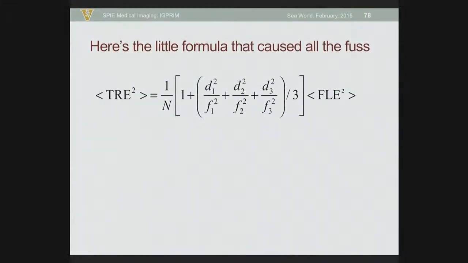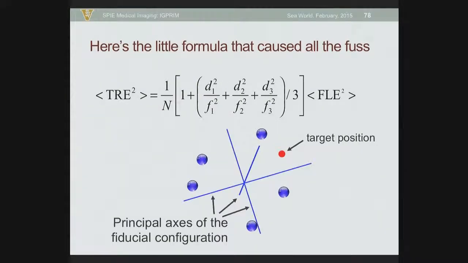Well, here's a little formula that caused all the fuss, not much to it. It just says that the expected mean squared value of TRE is proportional to the same thing for FLE. That's not surprising. 1 over N, that's the number of markers. The more markers, the less error. That's not surprising. What's all this? I can even explain that to you. There's the fiducials. There's a target. You need to find the principal axes of these, and that's what the London group missed. Then you measure the distance to the first axis.